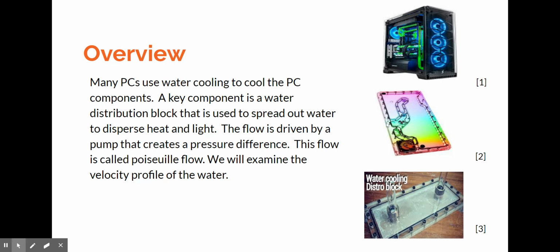The flow in this distribution block is driven by a pump. This pump creates a pressure difference in front and behind the water, which causes it to move. This flow is called Poiseuille flow because it is pressure driven. In this lecture, we will go over the velocity profile of the water.